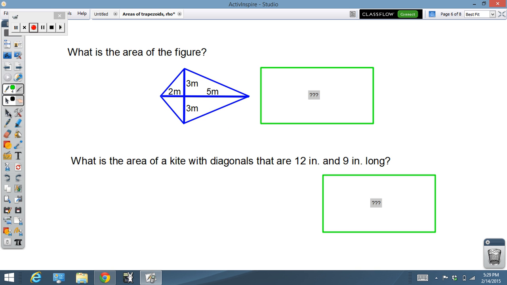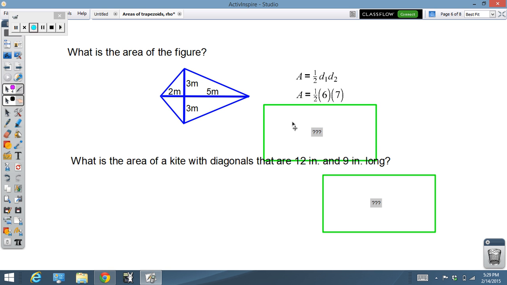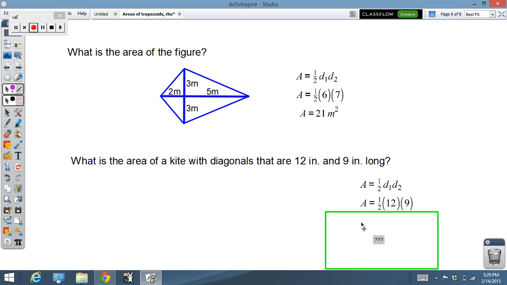Area of this figure, use your formula, plug in your diagonals. Area is 21 square meters in this guy. Verbally here, we got the area of a kite. Diagonals are 12 and 9. Plug in 12 and 9 for D1, D2. We have 54. Let's do one that's a little harder.